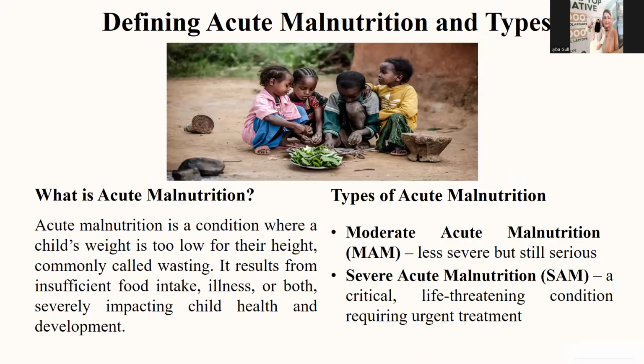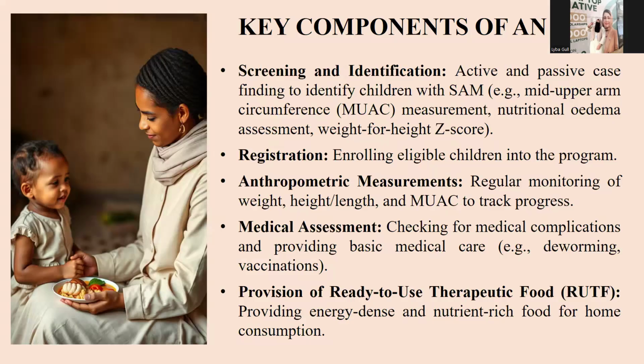So now what is acute malnutrition and its type? First of all, the acute malnutrition is basically the condition in which a child is wasted. It means he or she has low weight for their height. And it can result from the insufficient food intake or illness, and it can result from both. Now, there are two types of acute malnutrition: moderate acute malnutrition, that is less severe and serious, and severe acute malnutrition, that is life threatening condition.